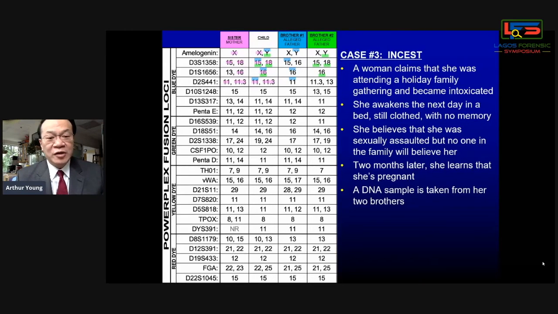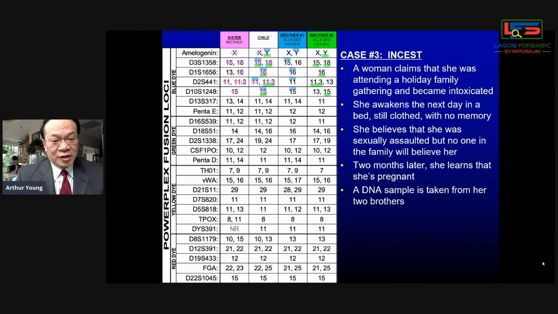However, brother number 1 only has the 11, and brother number 2 only has the 11.3. So again, we don't know which one it is because we can't tell which one came from the mother. At the next genetic marker, the child has a 15, which is the only allele that the mother has. However, brother number 1 only has the 15 as well, and brother number 2 also has a 15.